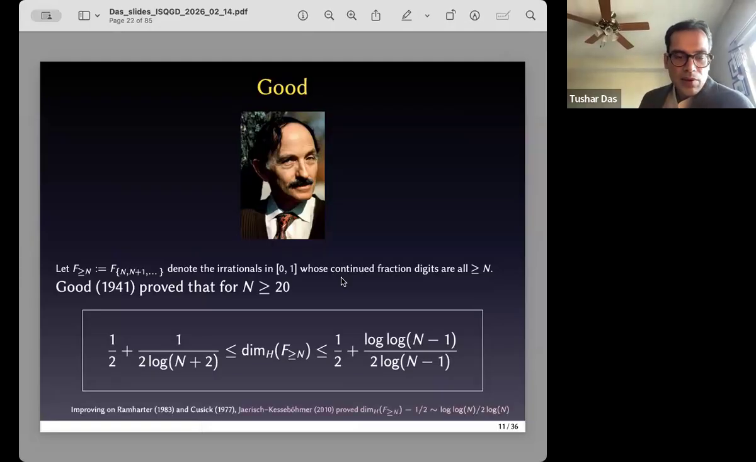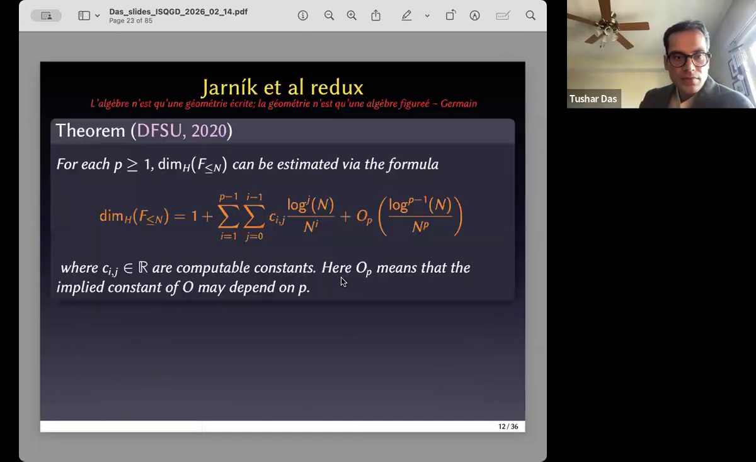There were several progress, but I'm going to just skip a lot of years now. There was progress trying to improve Good's results by Cusick, Ramharter, and then most recently by Urbański and Kesseböhmer in 2010. So what we could do is find full asymptotic expansions for both the Hausdorff dimension of f less than or equal to n and f greater than or equal to n.